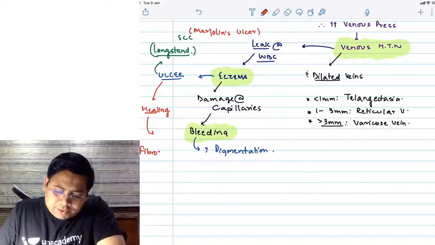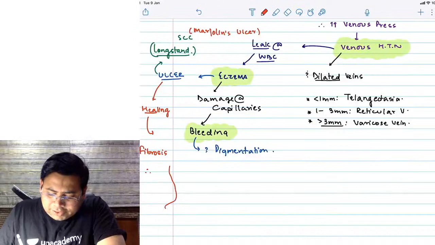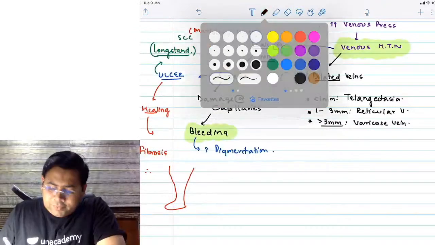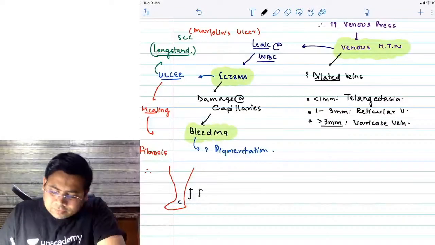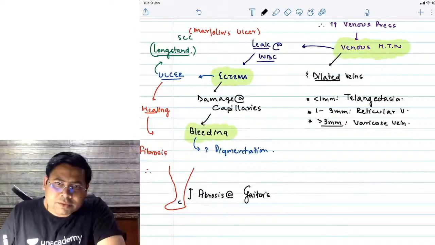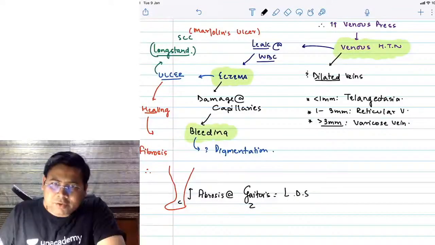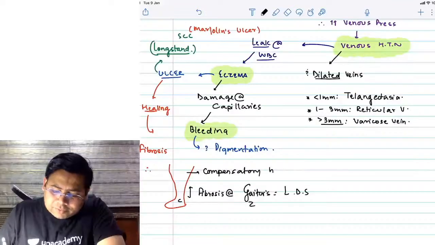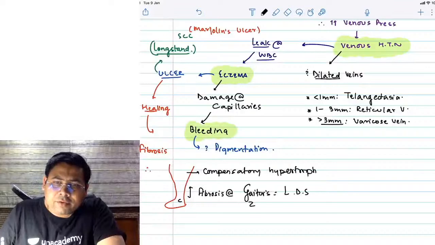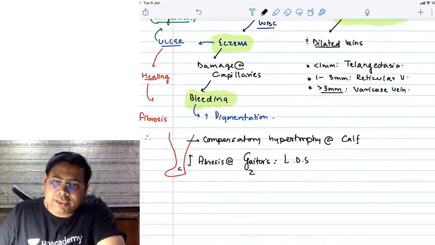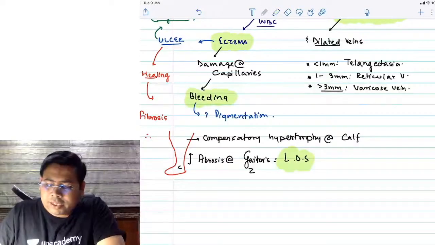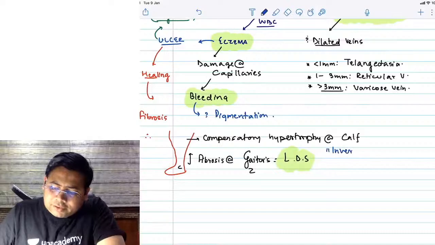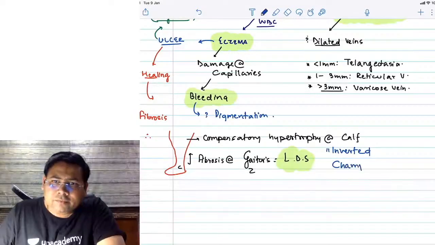Fibrosis. And therefore there is an area of narrowness over the medial malleolus. So fibrosis at the level of the gaiter's zone is what is known as lipodermatosclerosis. And then there is also compensatory hypertrophy of the calf, and that is why you get to see that typical inverted champagne bottle like leg. And all these points are very, very important.